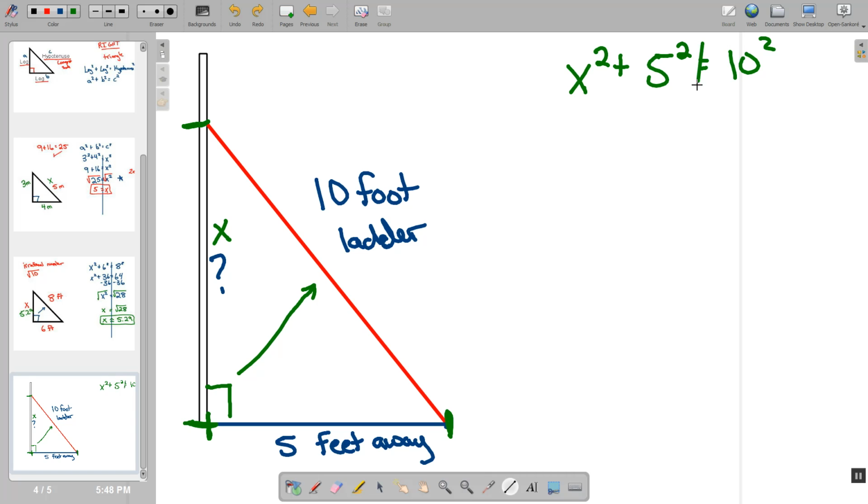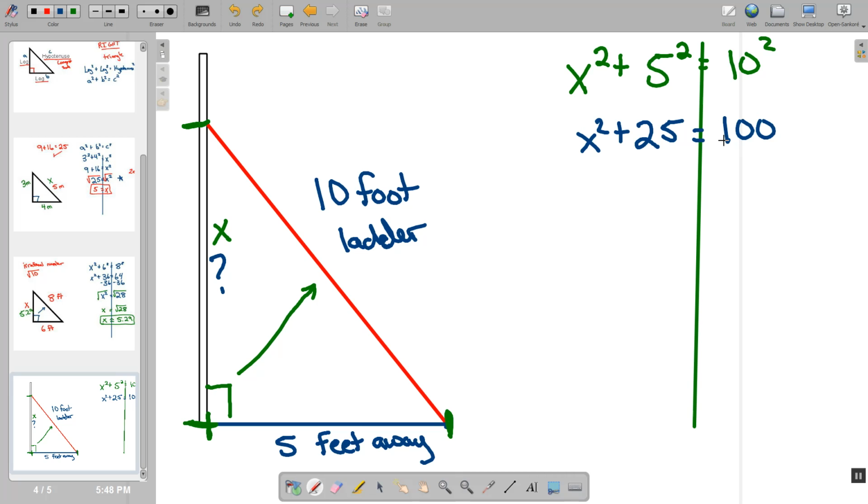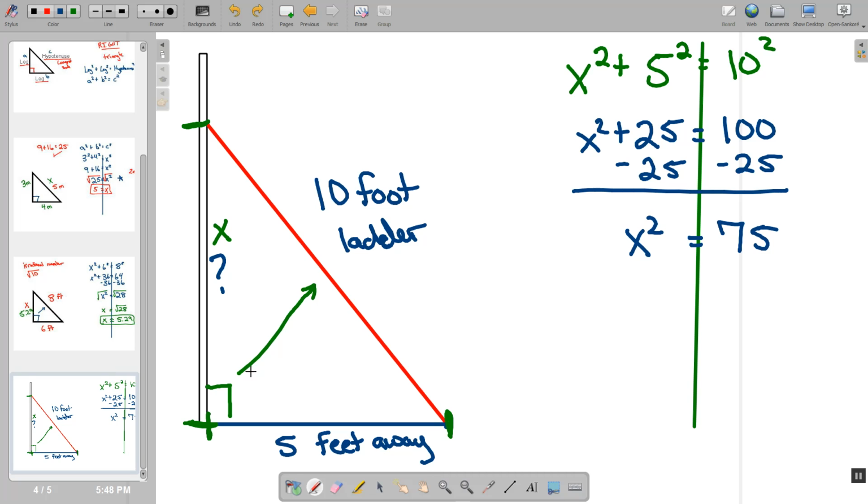Once again, we have an equation. Draw our line down our equal sign. 5 squared is 25, so we get x squared plus 25, and 10 squared is 100. Now, to solve for x, I'm going to subtract 25 from both sides, and so I get x squared is equal to 75. Okay, here's the step that's easy to forget. The opposite of squaring is square root. So I have x is equal to the square root of 75.